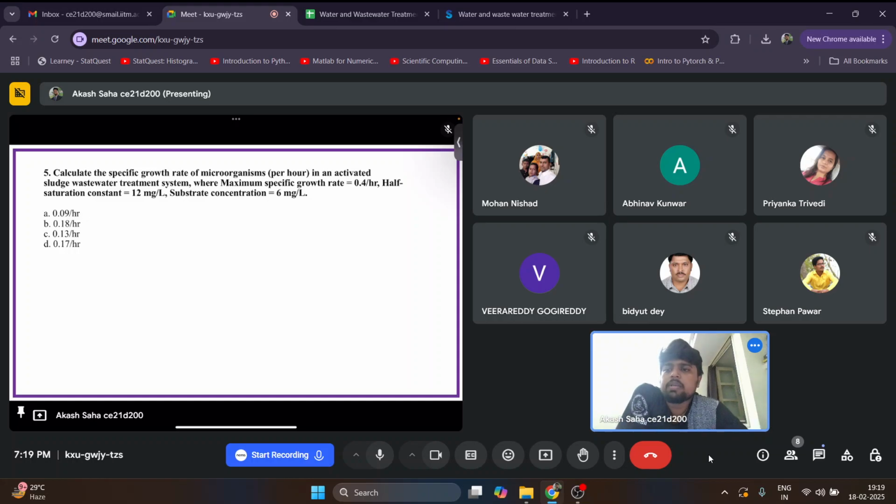Next one. Calculate the specific growth rate of microorganisms per hour in an activated sludge wastewater treatment system where maximum specific growth rate is 0.4 per hour, half saturation constant is 12 milligram per liter, and substrate concentration is 6 milligram per liter. A very direct question, you have to find the specific growth rate, mu. If you know the formula directly, you can answer it. Please solve it. It's a one line answer.